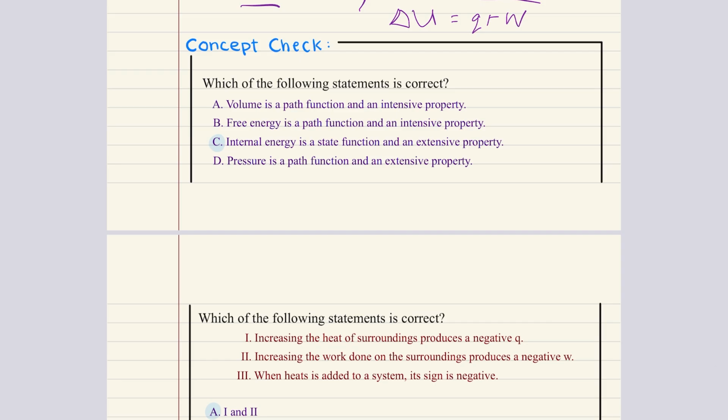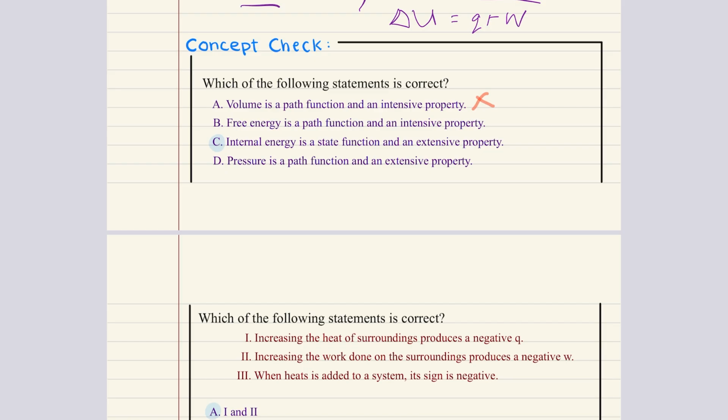This first problem says, which of the following statements is correct? Let's go through each option one by one and figure this out. A says volume is a path function and an intensive property. This is incorrect. Volume is a state function.